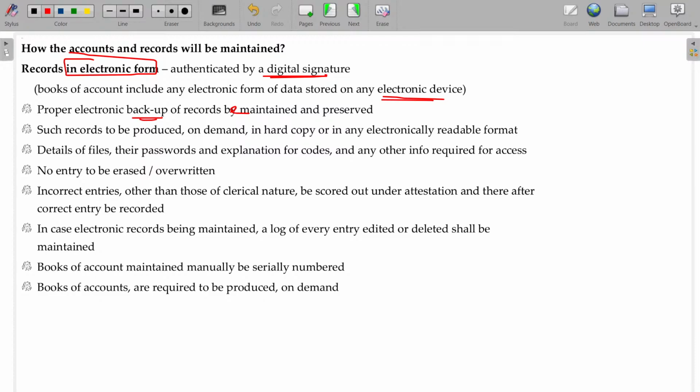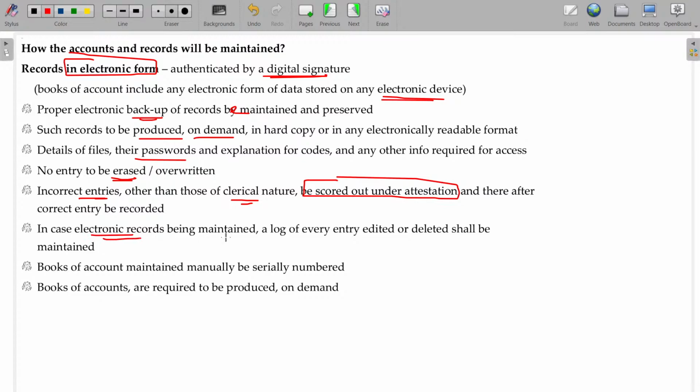Now, such records are to be produced on demand, and you have to give the password and all these things if it is coming for an inquiry. You cannot erase or overwrite those recorded items. Incorrect entries, other than those of a clerical nature, must be scored out under attestation of the proper officer.